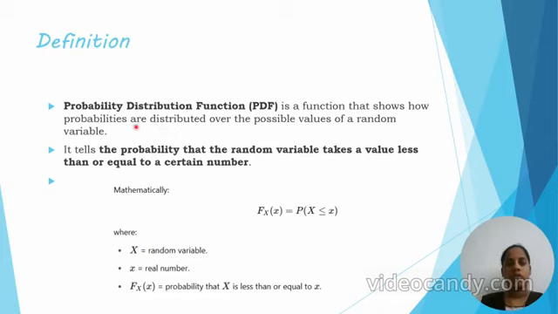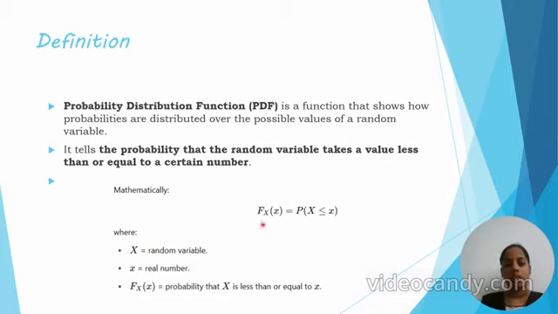Probability distribution function shows how the probabilities of a random variable are distributed over its values. In a random variable, how the probabilities are distributed is called the probability distribution function. It is the probability that the random variable takes a value less than or equal to small x.